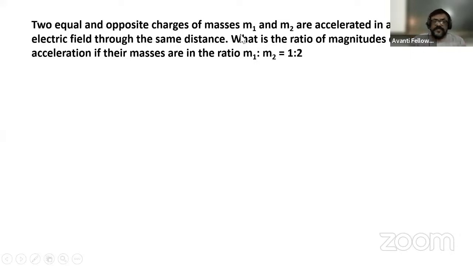Two equal and opposite charges of masses m1 and m2 are accelerated in a uniform electric field through the same distance. What is the ratio of magnitudes of their acceleration if their masses are in the ratio 1:2? So we have two charges. They have masses m1 and m2, and we have to do a little bit of calculation. Okay, so let us see how to solve it.